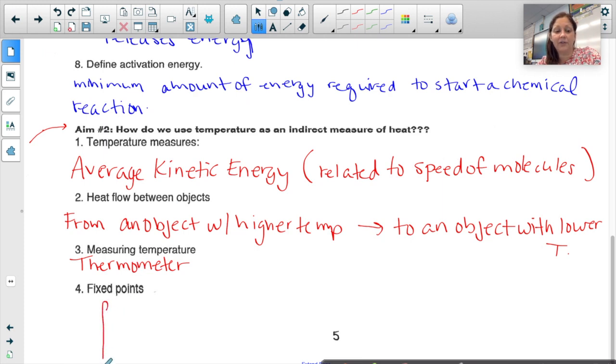Now, if I were to give you a thermometer that had no lines on it at all, and all it had was the liquid that can move up and down, what I'd like for you to do is take about 5 minutes to brainstorm or think about what you could do with this thermometer to figure out what the different temperature points are on it.